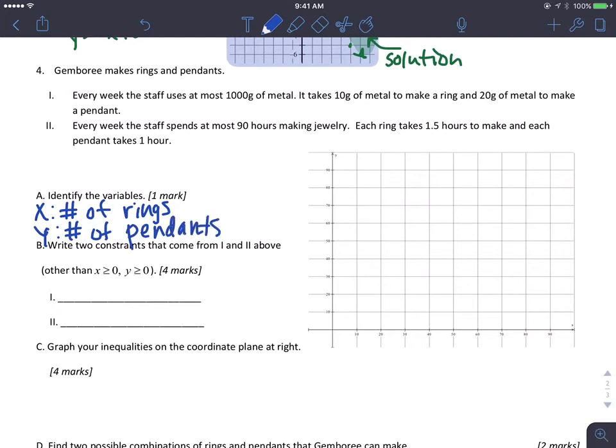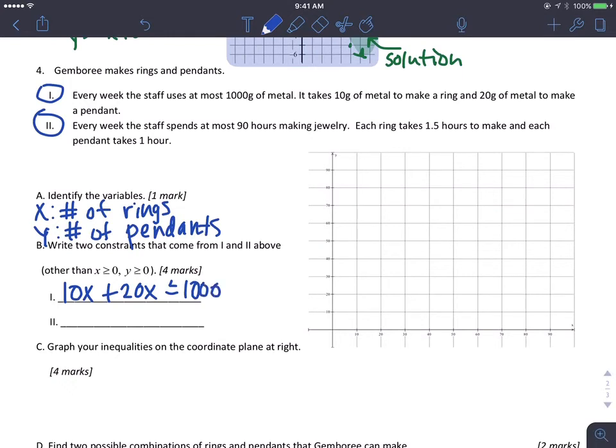And then write two equations. They actually have it broken up really nicely for us. The first one talks about metal, the second one talks about hours. So we're going to have one equation from each of those numbers up above. Number one, talking about metal: 10 grams for the ring, so 10x, plus 20 grams for the pendant, and it uses at most 1,000 grams. So less than or equal to 1,000.